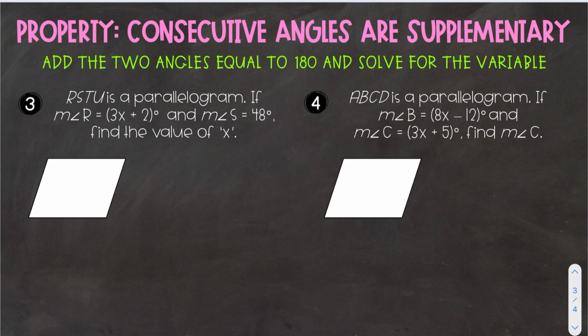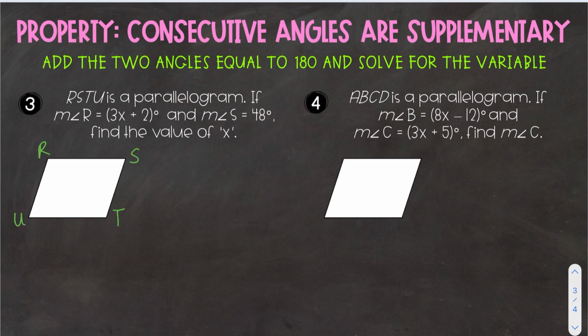So let's look at question 3. RSTU is a parallelogram. If the measure of angle R is equal to 3x plus 2 degrees and the measure of angle S equals 48 degrees, find the value of x. So step 1, label your parallelogram by going clockwise. Label RSTU clockwise.